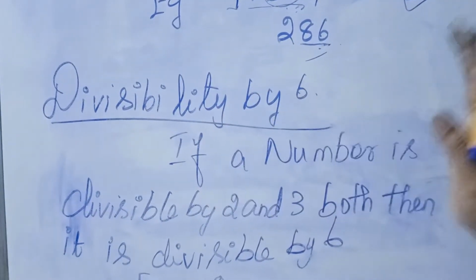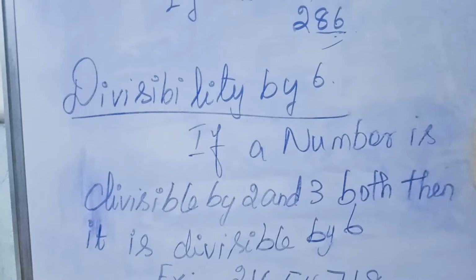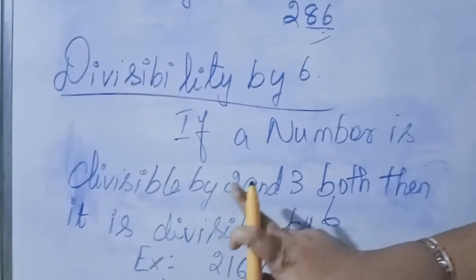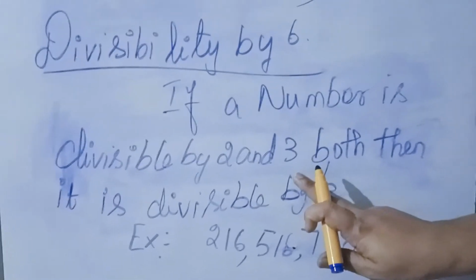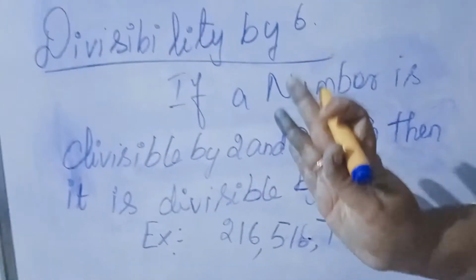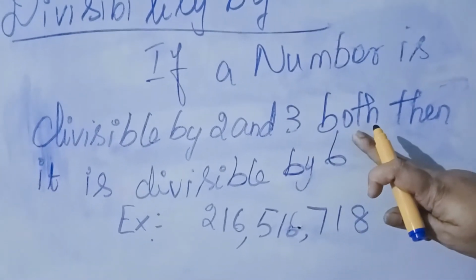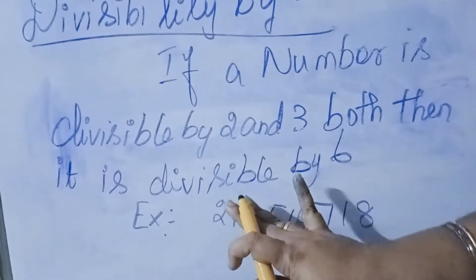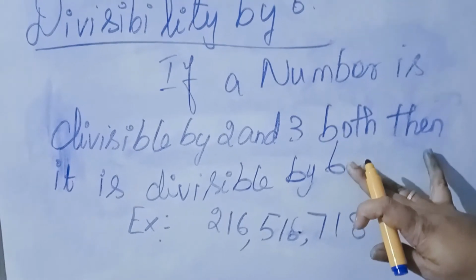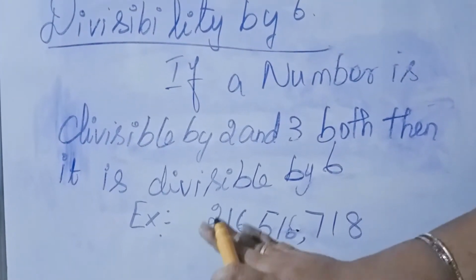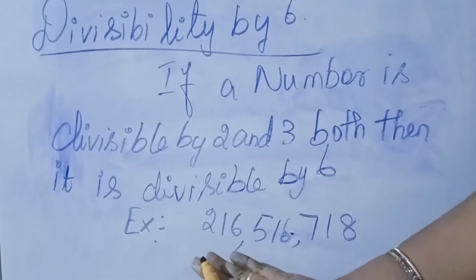Divisibility rules for 6. Okay, divisibility by 6. If a number is divisible by both 2 and 3, then it is divisible by 6. For that you have to check that the number is divisible by 2 and 3.